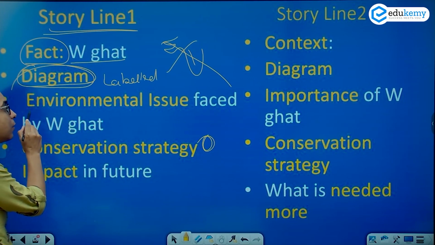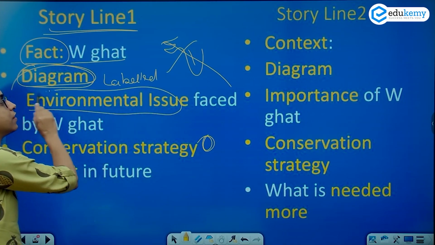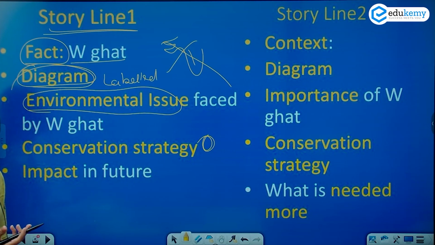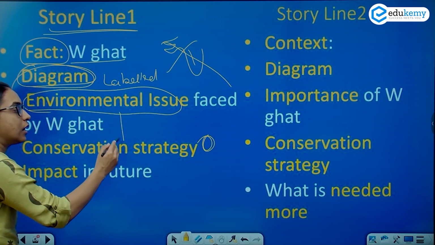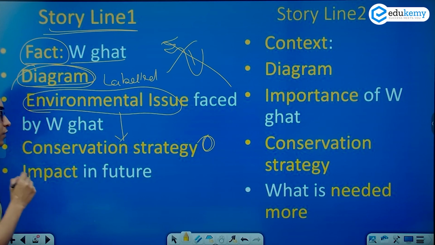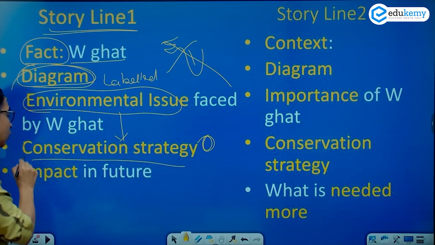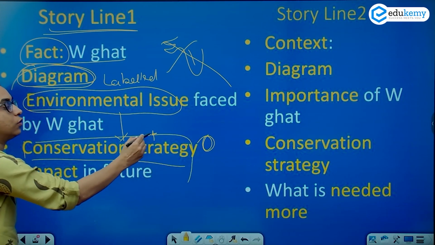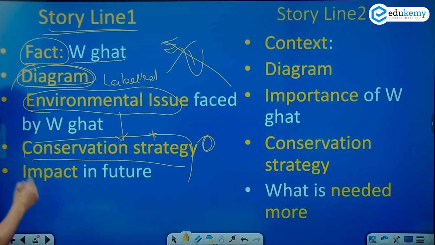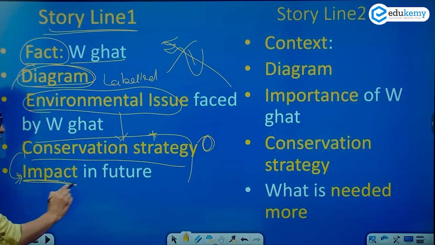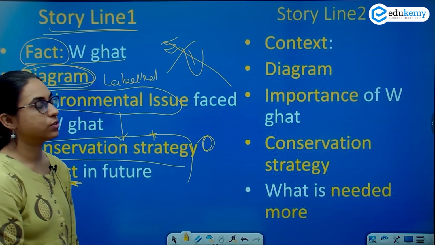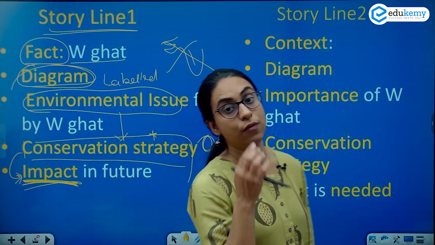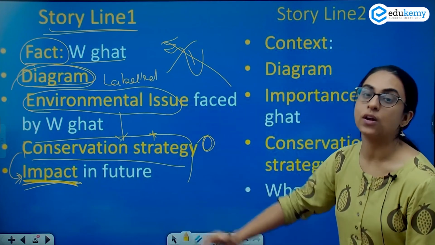Then you can write that there are environmental issues in the Western Ghats, and therefore there is a conservation strategy. The conservation strategy is what you have to write. This is the main demand of the question. In the conclusion you can write what would be the impact of this conservation strategy. This is one type of writing, one story that your answer can have.